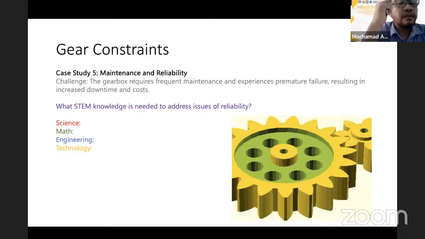Oke, yang kemudian selanjutnya mungkin kita pikirkan adalah masalah perawatan dan reliabilitasnya. Jadi bagaimana roda gigi ini mudah untuk dilakukan perawatan. Harganya juga murah. Kemudian kalau bisa kita cari yang tingkat perawatannya seminimal mungkin, sehingga tidak perlu ada downtime. Downtime ini artinya mesin yang stop, karena saat merawat kita tentu harus menyetop mesin.